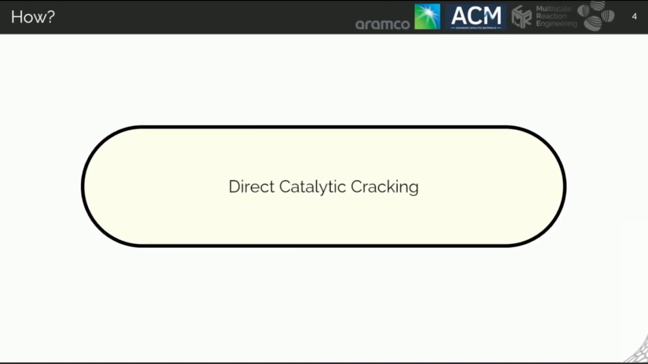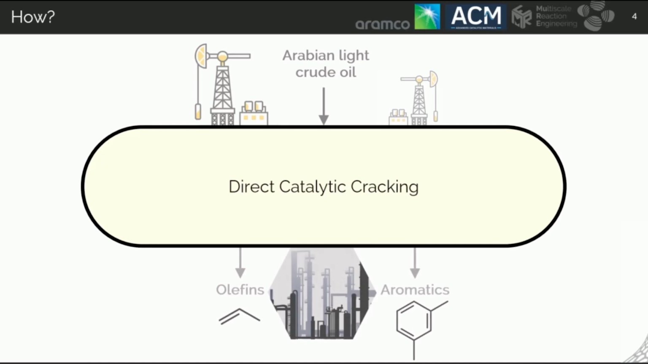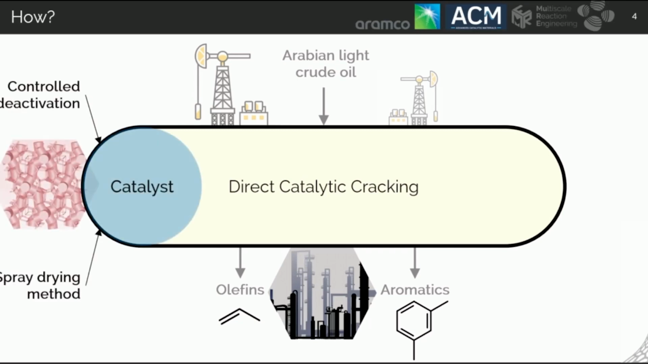So how are we going to convert crude oil? We are following the direct catalytic cracking approach, where we convert the Arabian light crude oil into olefins and aromatics, which are the basic building blocks for the chemicals industry. As I mentioned at the beginning, we are working on the catalyst. We would like to have a catalyst that can tolerate the deactivation and that we can spray dry in an efficient way.